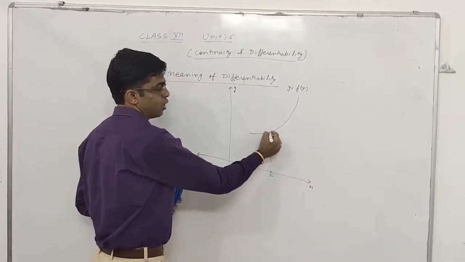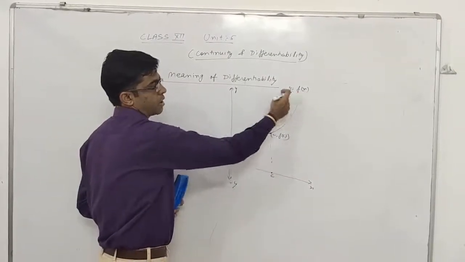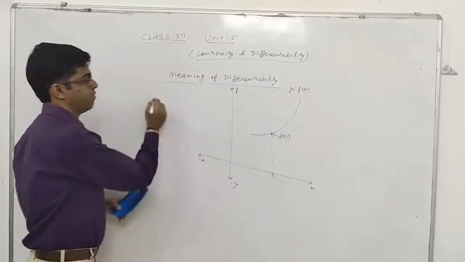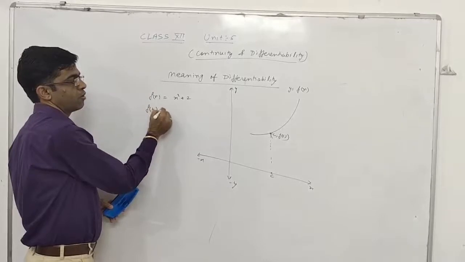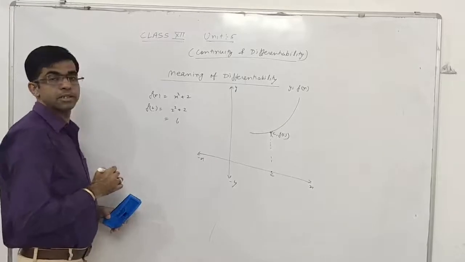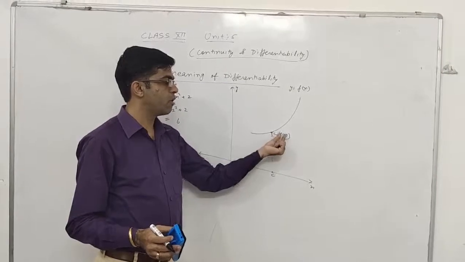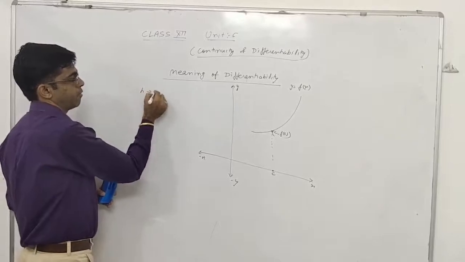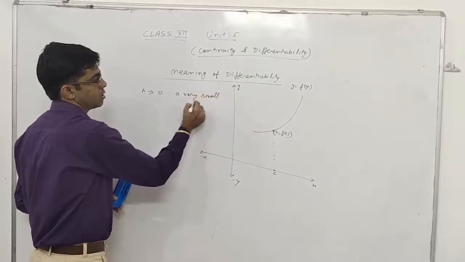So at this c, the value of the function reaches f(c). We can check this if we have been given any function. If we want to find f(2), then this is 2 square plus 2, actually this is 6. Similarly, if we want to find the value at c, the value will be f(c). Now h, I am taking a very small quantity tending towards 0.